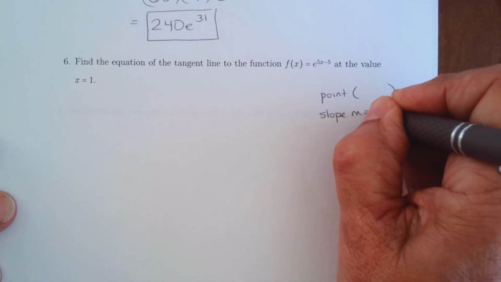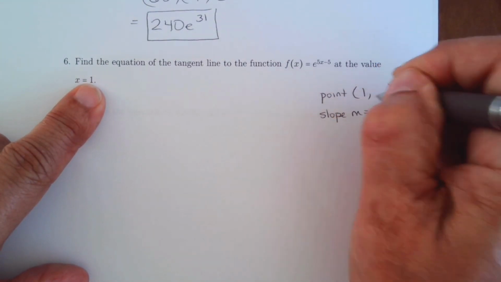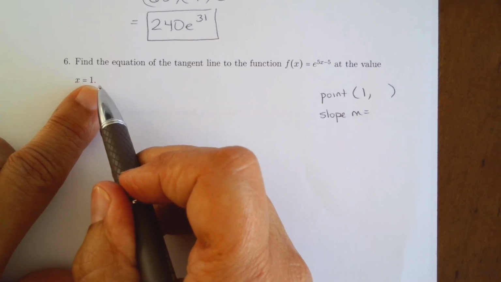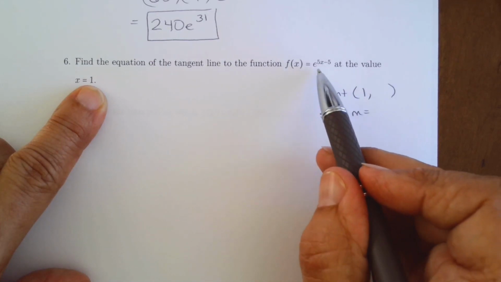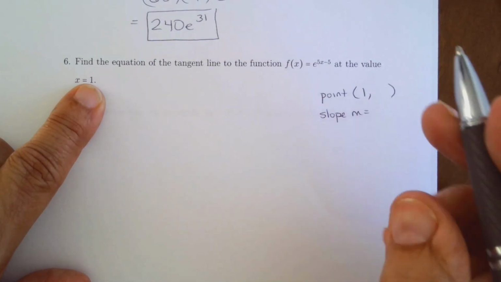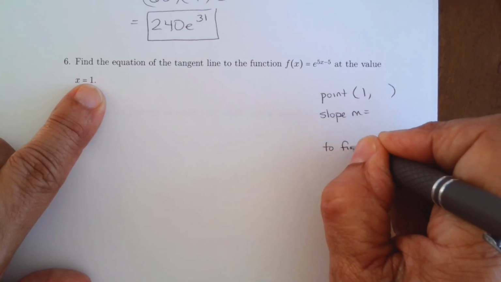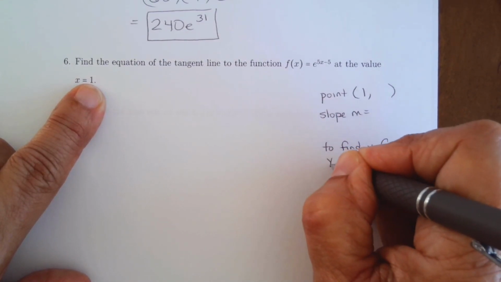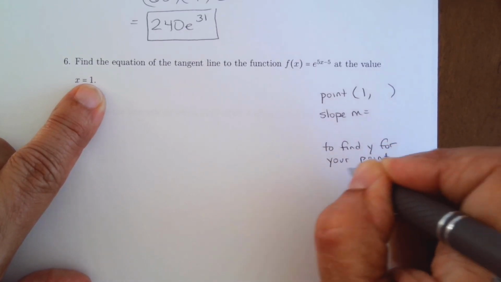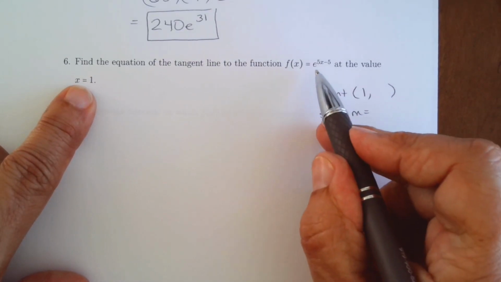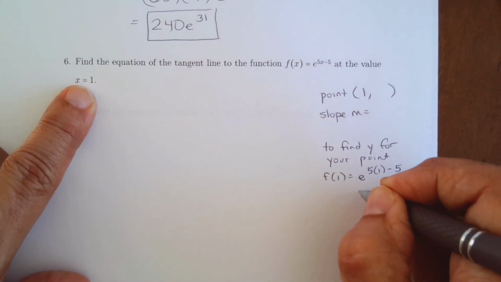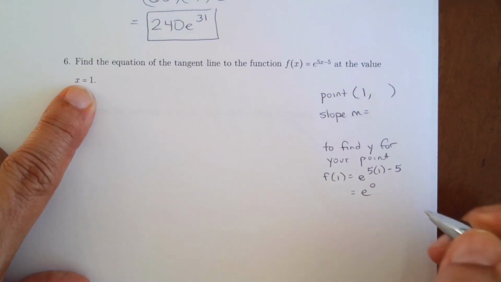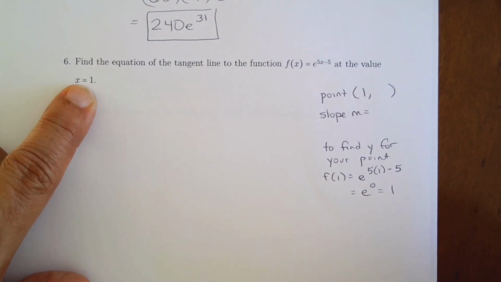Okay, so the point, I know x is 1, but typically everything we've done in the past, they give you the point. Here they only gave you the x of the point. So remember, where do you find the y value for your point? You would plug 1 into the function. Okay, so to find y for your point, we're going to do f of 1. So we're going to put 1 in the equation. So e to the 5 times 1 minus 5, that's e to the 5 minus 5, e to the 0, and e to the 0 is 1. Anything to the 0 power is 1, so that's your point.